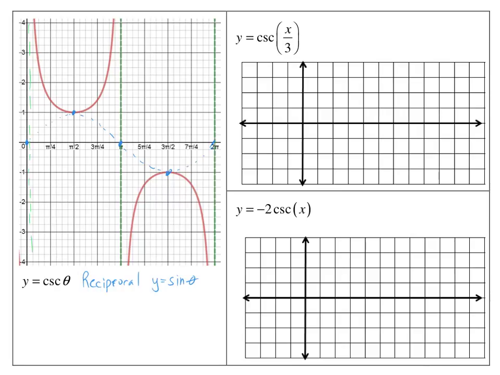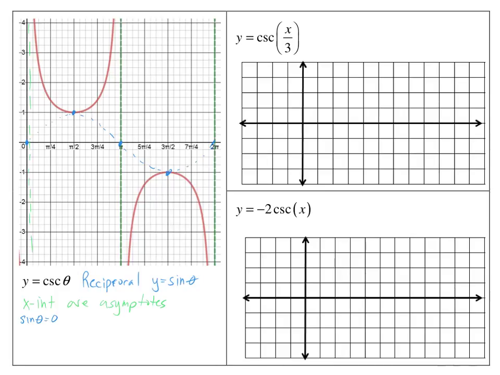So let's write that as a note. X-intercepts are asymptotes. Another way of saying x-intercept is when sine theta equals 0. When sine theta equals 0 are your x-intercepts.